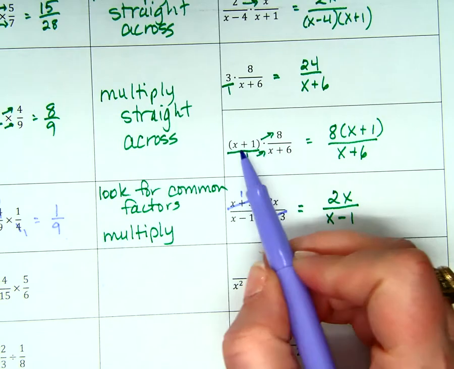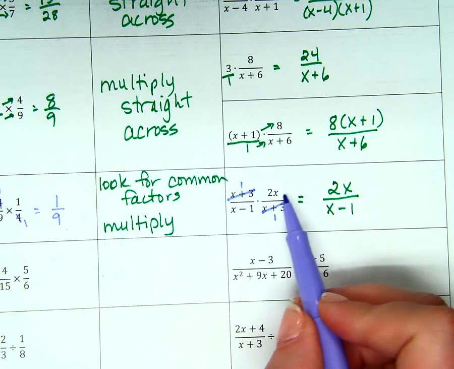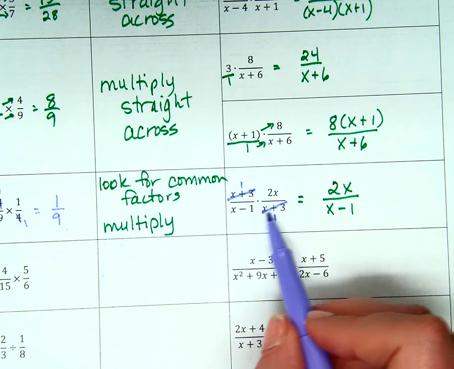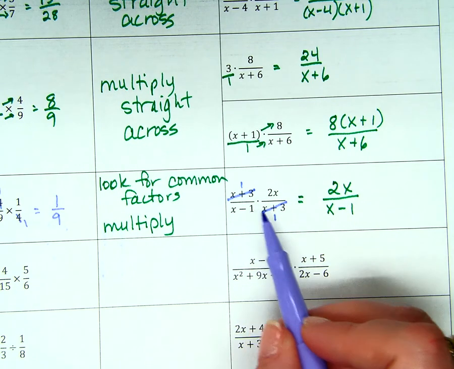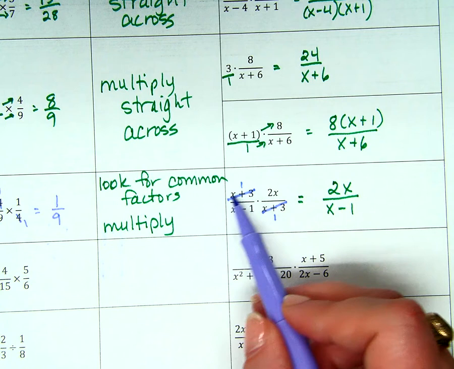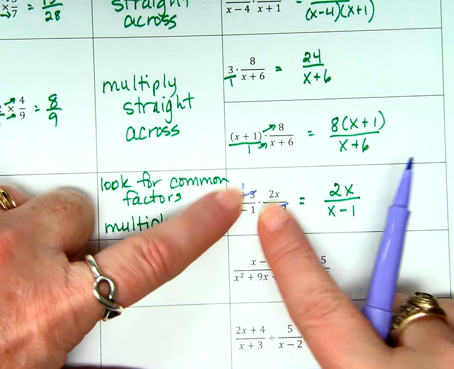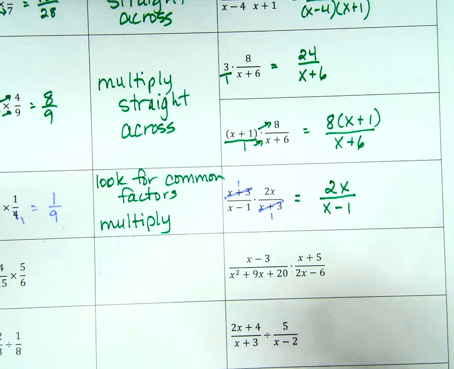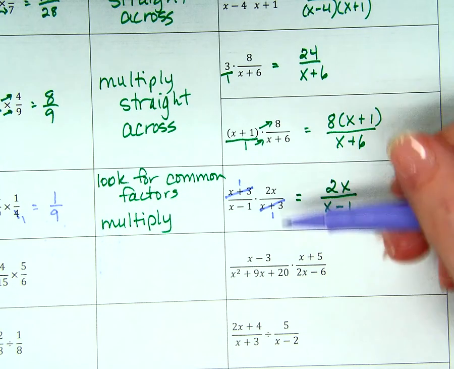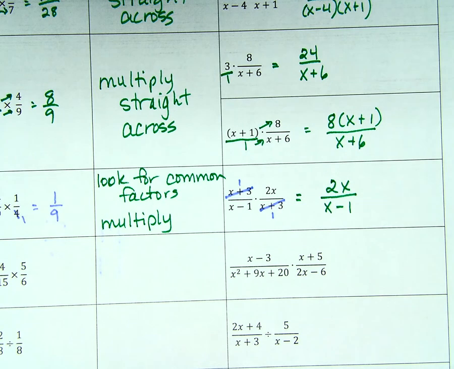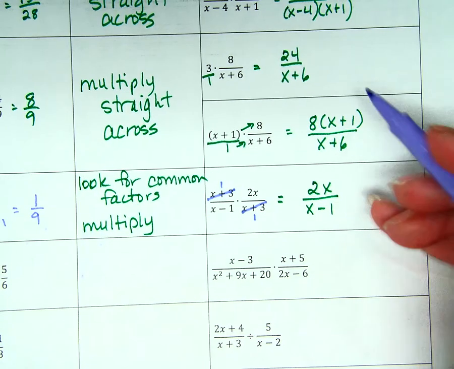Okay? I would have multiplied straight across and got 2x times x plus 1. I would have multiplied straight across and got x plus 1 times x plus 3. I could have simplified the x plus 3's because it's an x plus 3. Not because they both have an x and they both have a 3, but because the whole number x plus 3 is in the numerator and the whole number x plus 3 is in the denominator. Does that make sense? Because when you try to cancel these out, that's what you're doing.